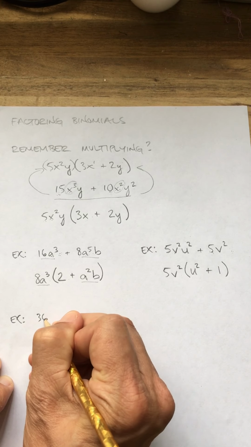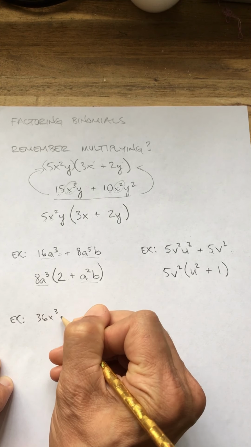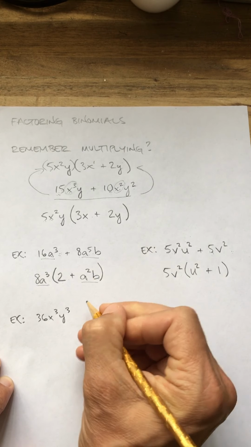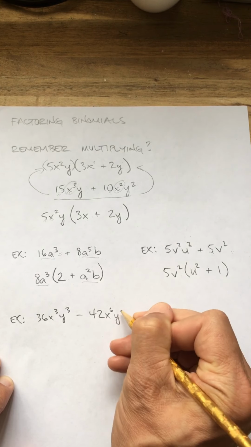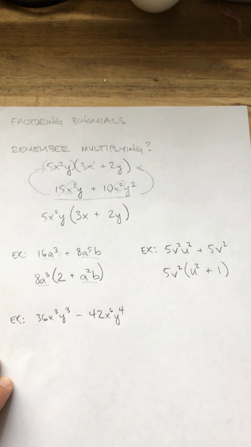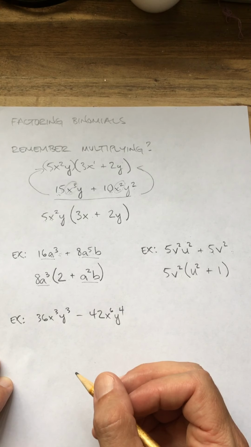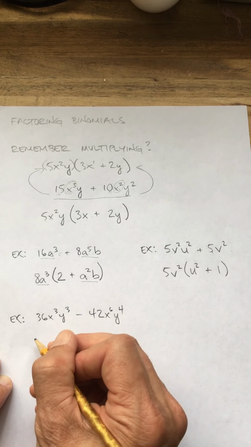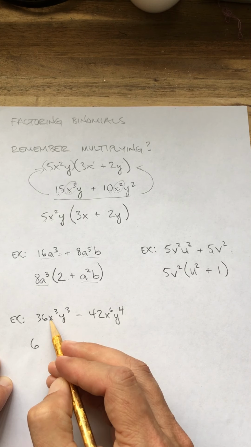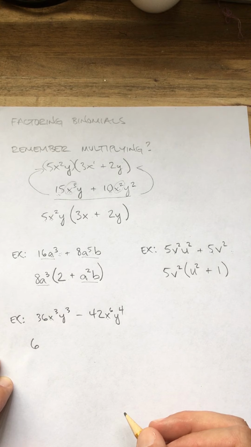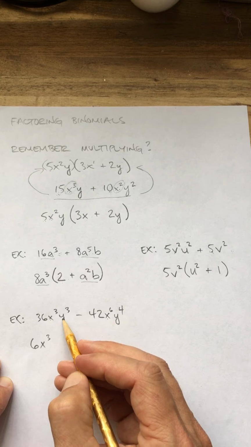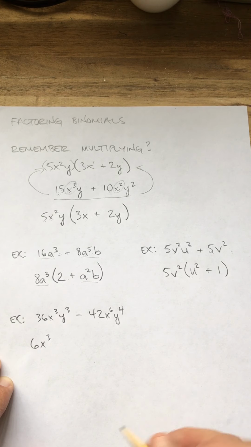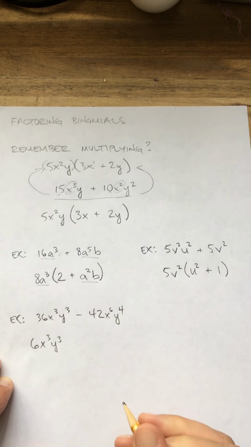Let's try 36x cubed y cubed minus 42x to the 6th y to the 4th. All right, here we go. 36 and 42, what do they have in common? I think they have a 6 in common, so I'll put a 6 down. x cubed, x to the 6th. What's the biggest one you could take out? Well, x cubed. y cubed and y to the 4th, what's the biggest one you could take out? y cubed. All right, we're done.